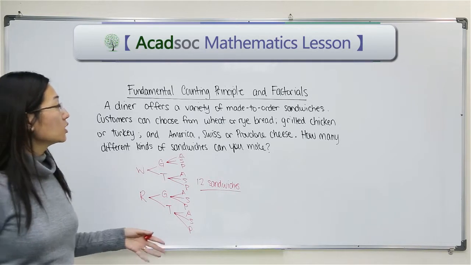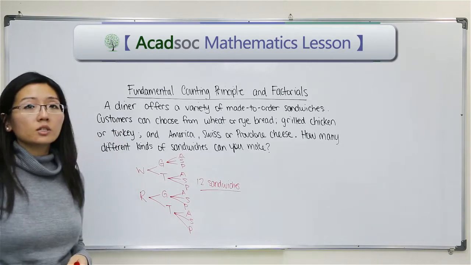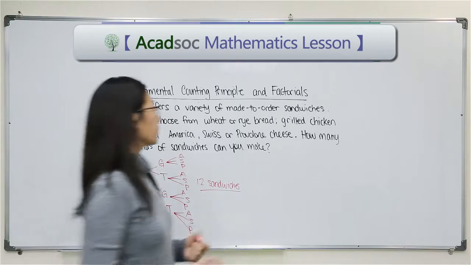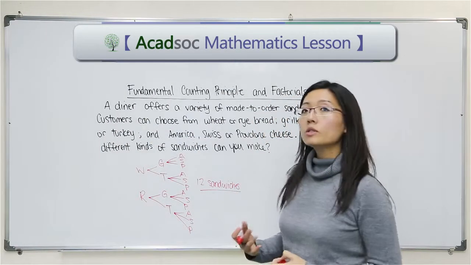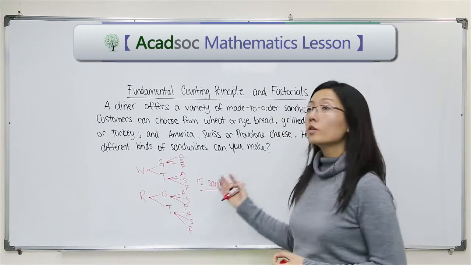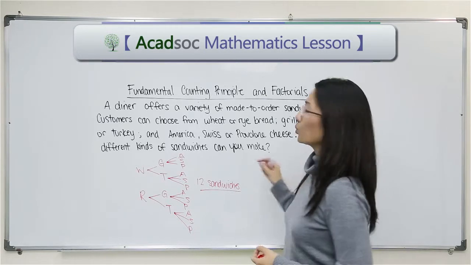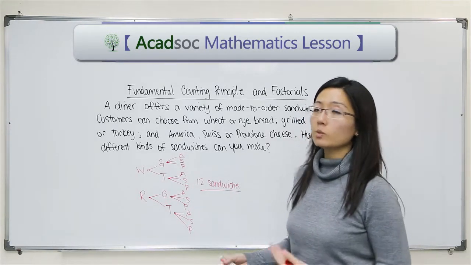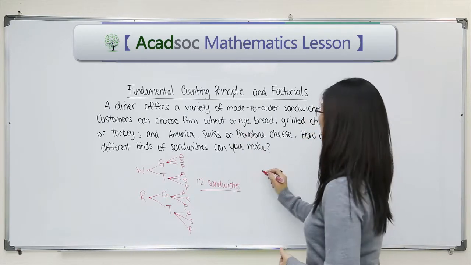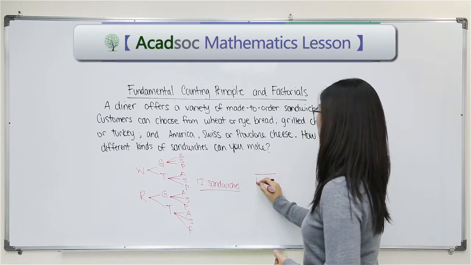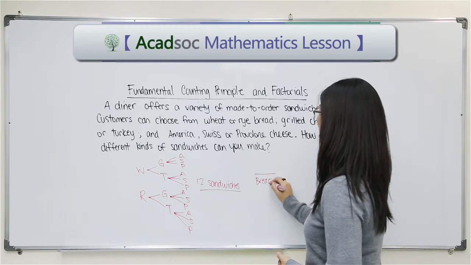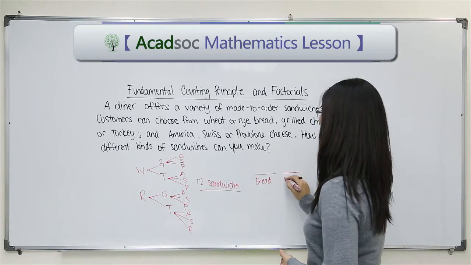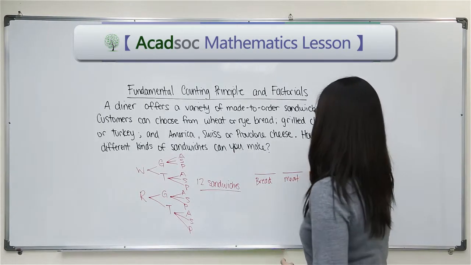So what we can do is use the fundamental counting principle to figure this out. The fundamental counting principle says that based on the number of categories that we have and the number of choices within each of the categories, we can multiply them together to get the possible outcomes. So for example here, we have a category of the bread, a category of the meat, and then a category for the cheese.